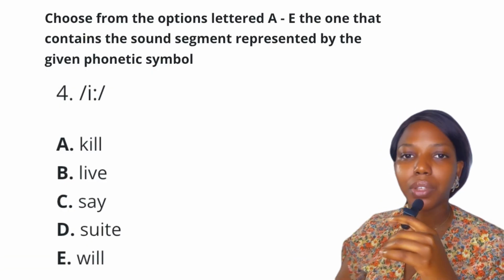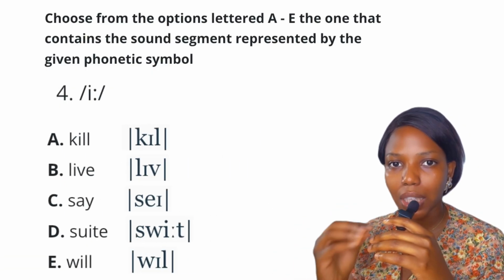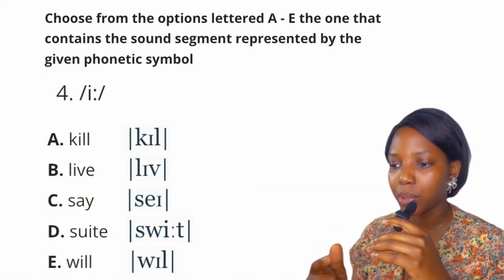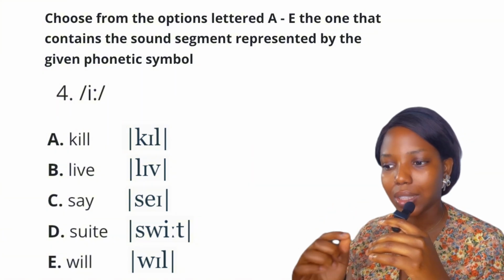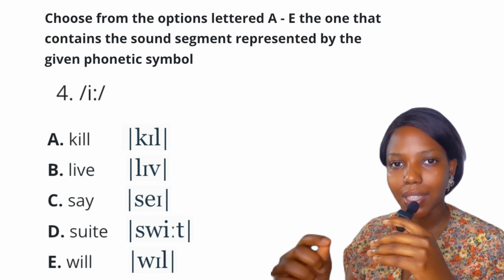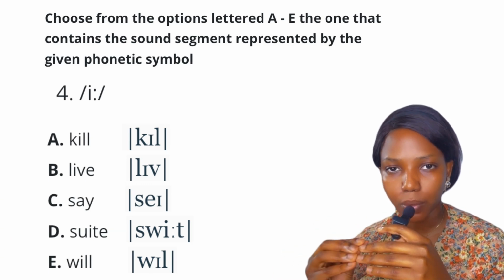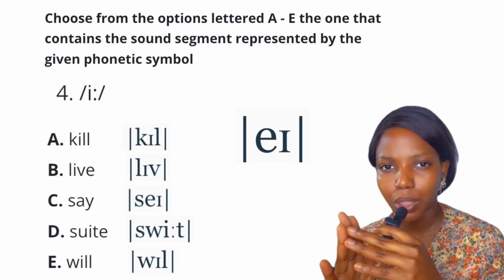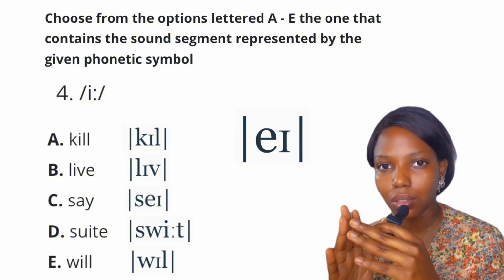So option A, we have kill. This has the short E sound. Okay, option B, leave, also the short E sound. Option C, we have say, S and A is a diphthong. Okay, theoretically we can't separate. Whenever you see this sound, just know it's a diphthong.